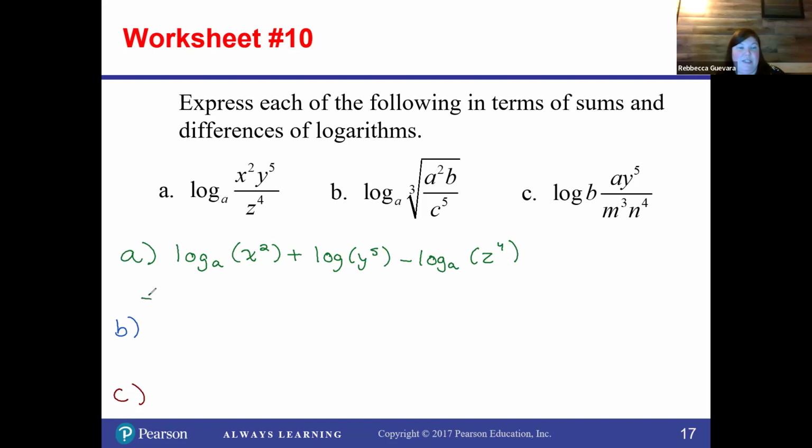So now the next part is that we're going to just get rid of these powers. So we're going to pull them out front. So this is really just 2 log a of x plus 5 log base a of y, and minus 4 log base a of z.